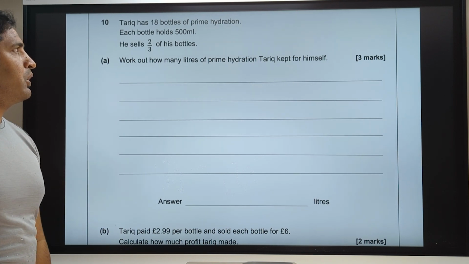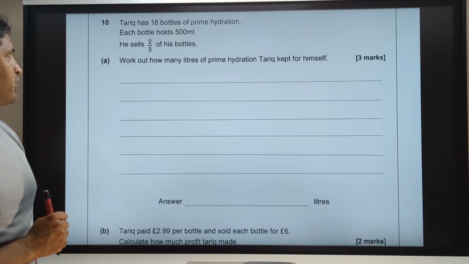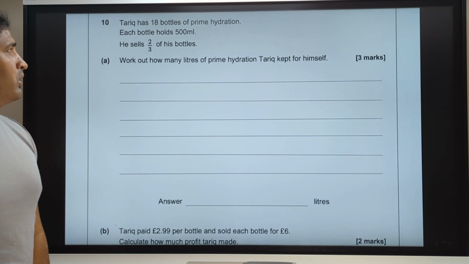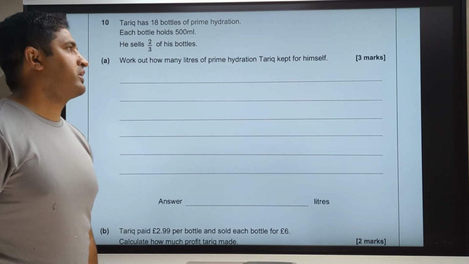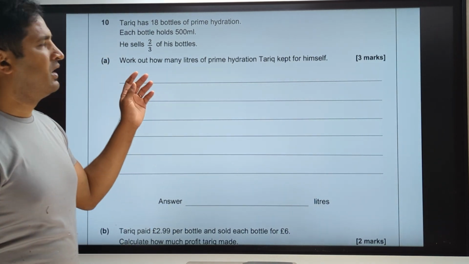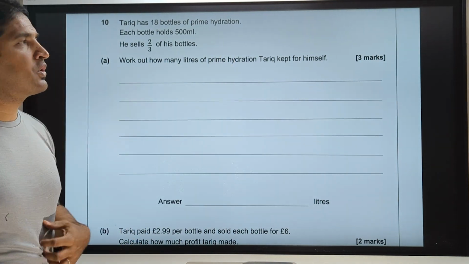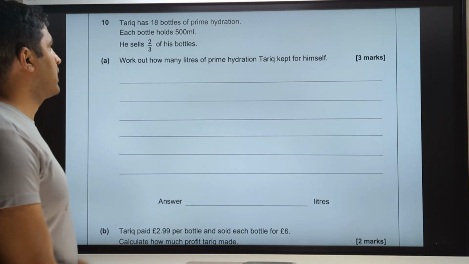Tariq has 18 bottles of Prime Hydration. Each bottle holds 500 ml. He sells 2/3 of his bottles. Work out how many liters of Prime Hydration Tariq kept for himself. Okay, they've already included Prime in these papers or these questions. I don't know why, but it's just going to distract you from the actual question.